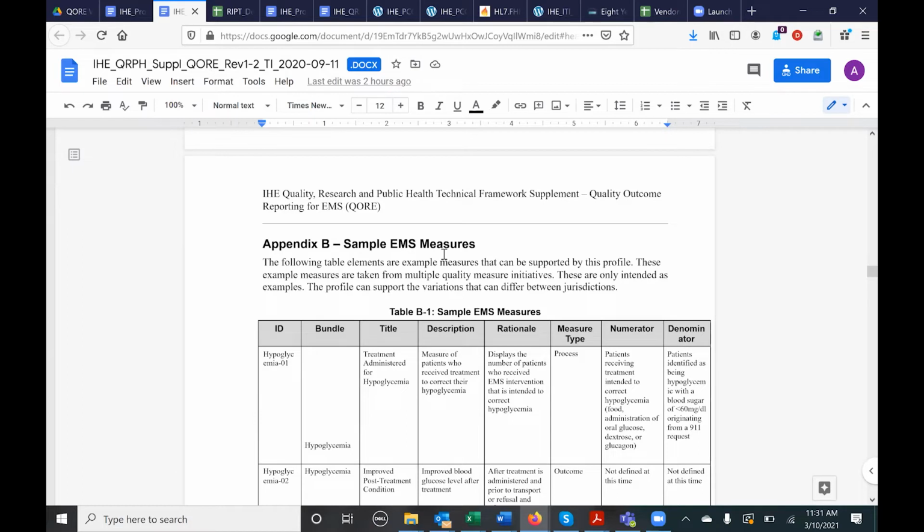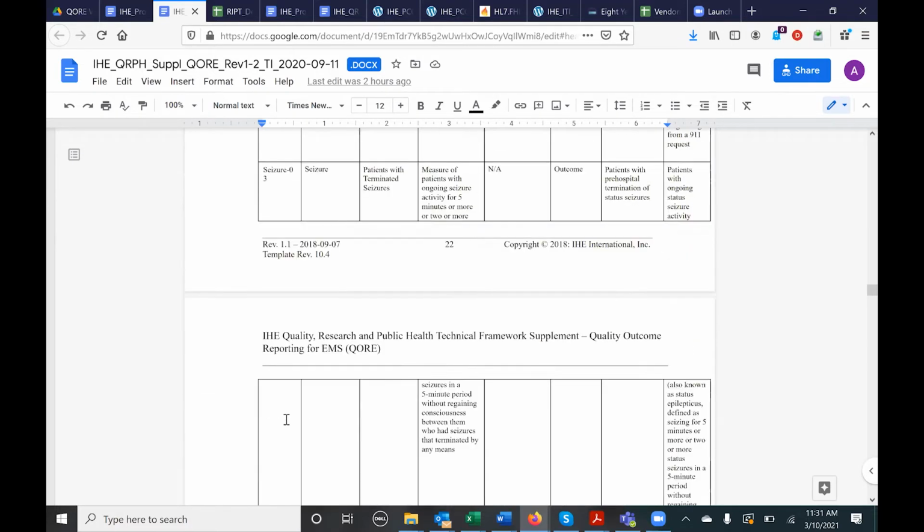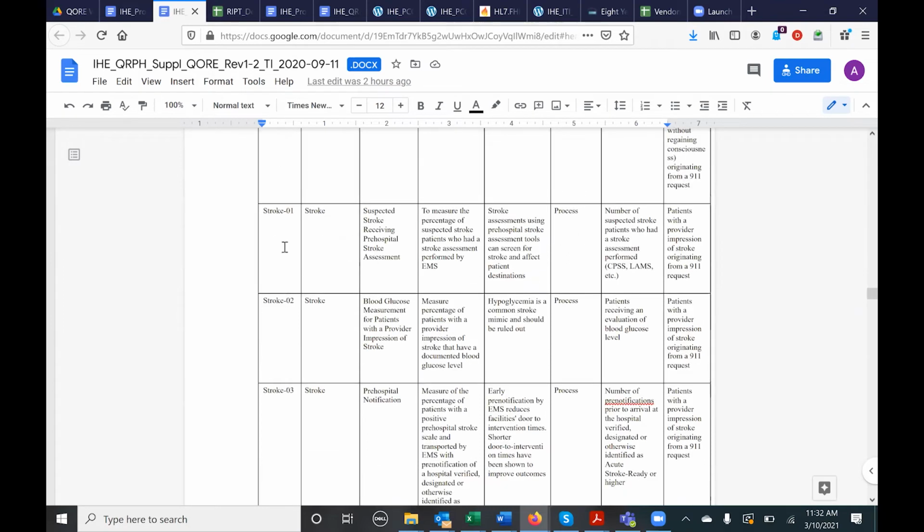We retrieved different types of measures that hospitals or EMS may be keeping an eye out for. So, you know, we have hypoglycemia, like diabetes type measures, and we have stroke as well.